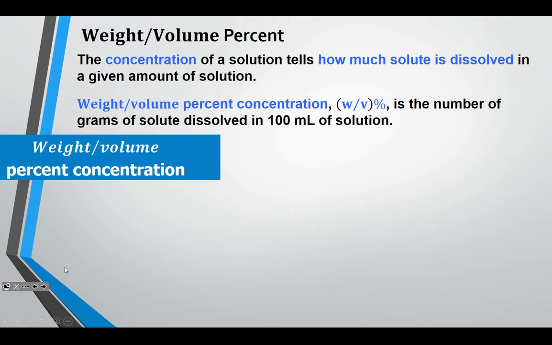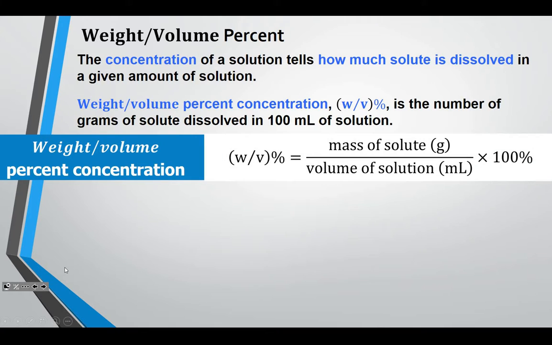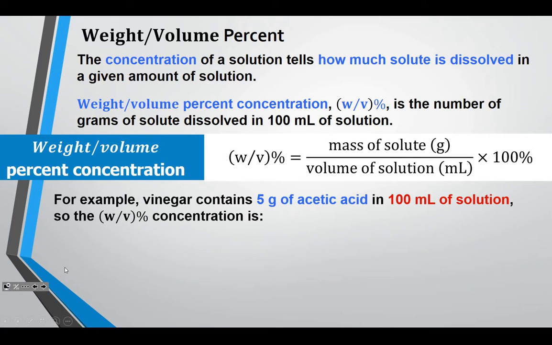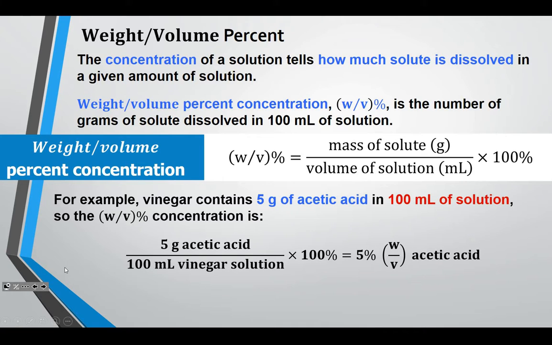So weight to volume is what we're going to do first. So that's this one. If you had an example of vinegar containing 5 grams of acetic acid in 100 milliliters of solution, what would the weight to volume concentration be? Well, you'd put the 100 right here and the 5 right here, and when you did it, the 100s would cancel and you'd end up with 5%, right? And that's how we would write it: 5% (weight divided by volume) acetic acid.